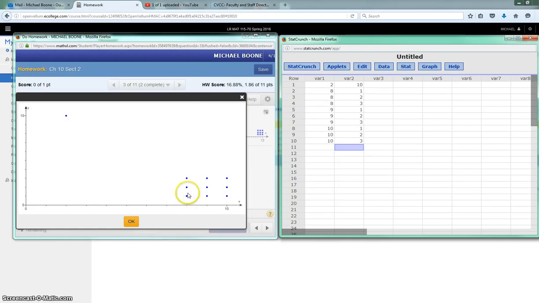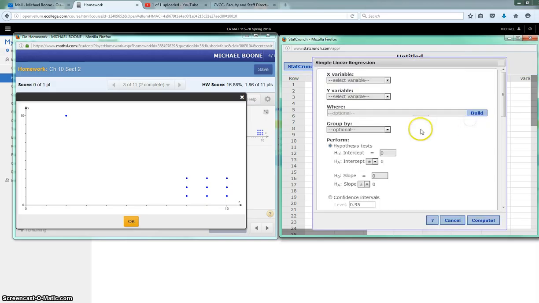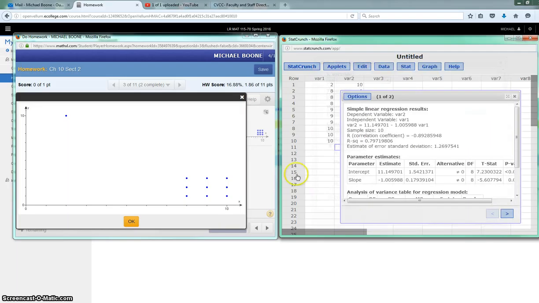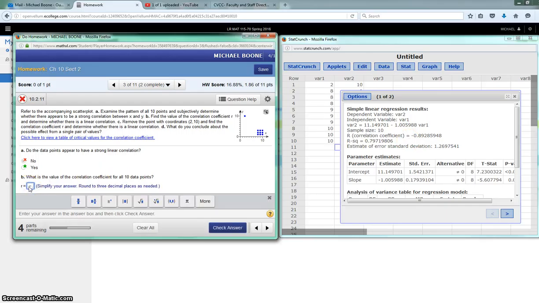So if these are my points, now I can take that and do a regression. These will be my x's, these will be my y's, and hit buttons, and I get a regression equation. I also get the correlation coefficient, so I get negative 0.893.